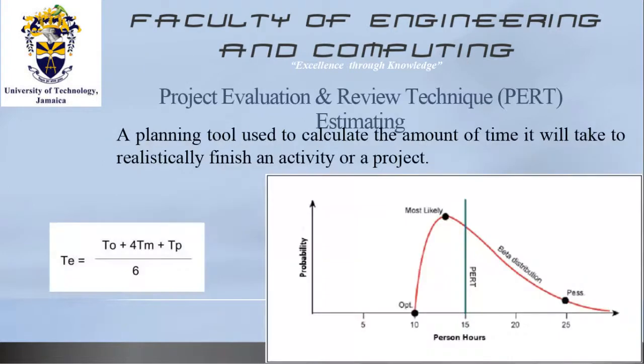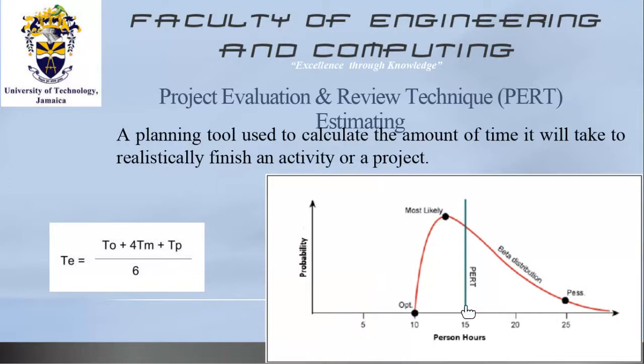Let us now go to the PERT, as I said. So we had a graph looking somewhat similar to this, where we had the beta distribution, where we had the optimistic, the most likely, and the pessimistic values being used and plotted. So essentially, these are our probability indices plotted against man hours.